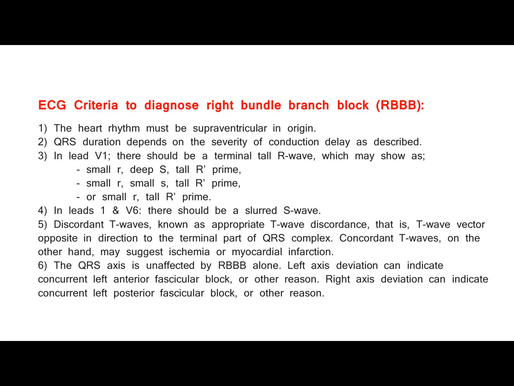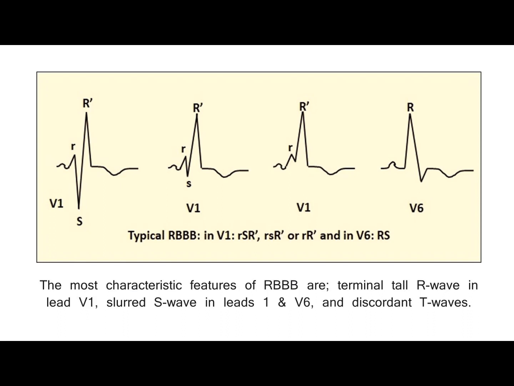6. The QRS axis is unaffected by RBBB alone. Left axis deviation can indicate concurrent left anterior fascicular block, or other reason. Right axis deviation can indicate concurrent left posterior fascicular block, or other reason. The most characteristic features of RBBB are terminal tall R wave in lead V1, slurred S wave in leads 1 and V6, and discordant T waves.